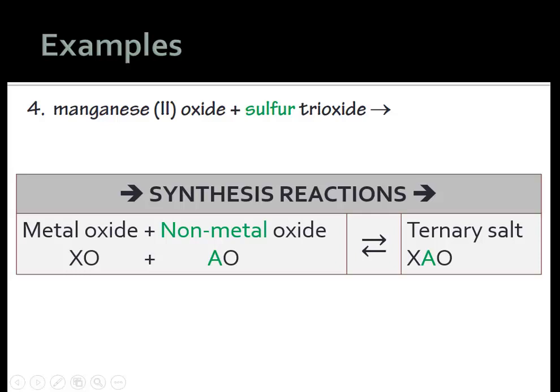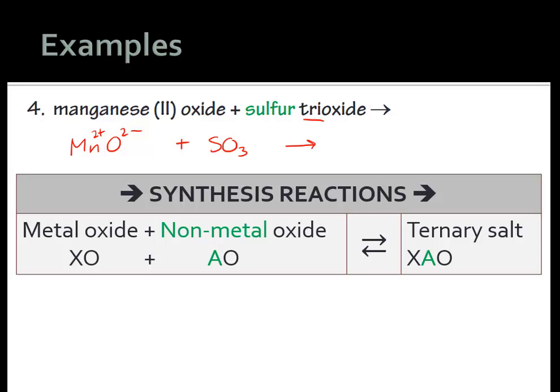Okay, so to do this, we're going to take our metal oxide, our non-metal oxide, and combine them, not just mashing them together, but in this form, X, then A, then O: metal, then non-metal, then oxygen. So let's start up here. Manganese 2 means manganese has a +2 charge. Oxygen, always a -2 charge. So Mn 2 plus, oxygen 2 minus, that means MnO works, right? Just MnO. That's neutral. Sulfur trioxide, now we've got a Greek prefix. So sulfur trioxide means sulfur with 3 oxygens.